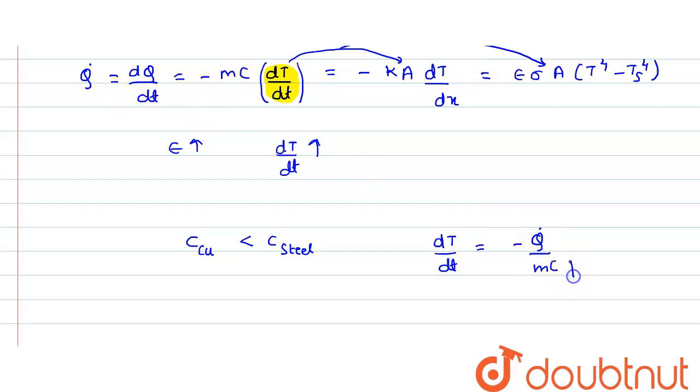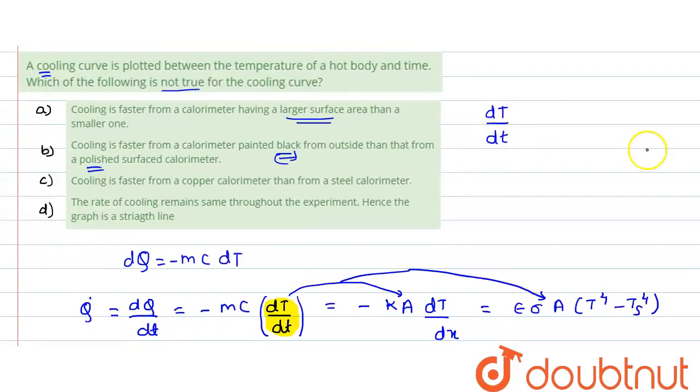Now, if we are increasing C, then our cooling rate would be decreasing, because these are inversely proportional. So if specific heat capacity for copper is less than that for steel, the cooling rate has the opposite nature. So dT divided by dt for copper would be greater than dT divided by dt for steel. This means that copper would cool faster. So statement C is also correct, but we need to find the incorrect one. So this cannot be our answer.